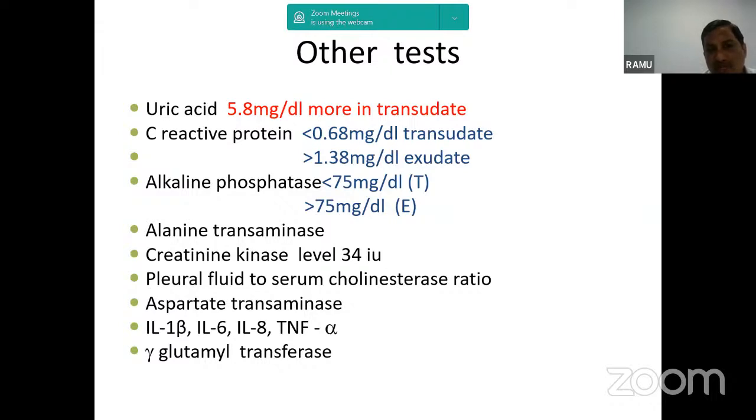For CRP, C-reactive protein, less than 0.6 milligrams per deciliter suggests a transudate, and more than 1.3 milligrams per deciliter suggests an exudate. For alkaline phosphatase, less than 75 suggests a transudate and more than 75 suggests an exudate. Other tests include alanine transaminase, creatine kinase level more than 35 international units, pleural fluid to serum cholesterol, which I mentioned before, aspartate transaminase, interleukins 1 beta, 6 and 8, TNF alpha, tumor necrosis factor alpha, gamma interferon, and gamma glutamyl transferase. These are used to differentiate exudate from transudate, but are mostly not used routinely.